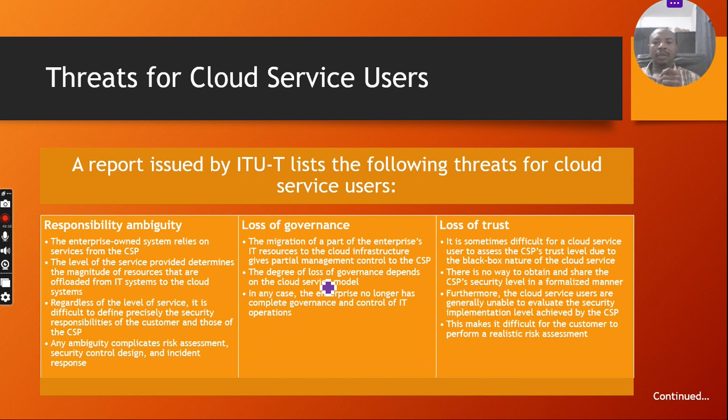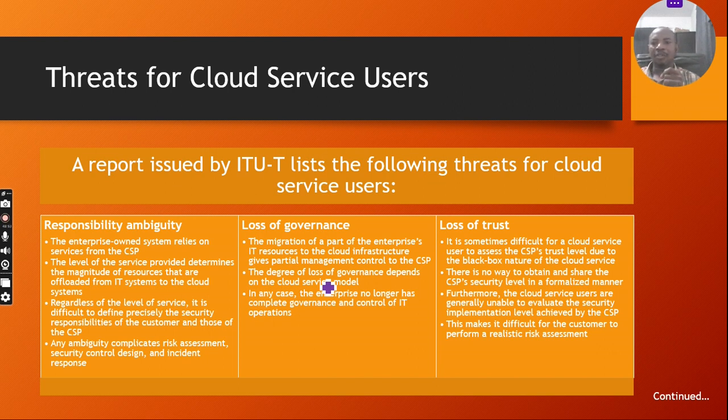The degree of loss of governance depends on the cloud service model that you're using. Okay. Now the last one is the loss of trust. It is sometimes difficult for a cloud service user to assess the cloud service provider's trust level due to the black box nature of the cloud service that is available. Okay, sometimes it's a black box because you don't see them. You don't see these people. You don't even know their office.